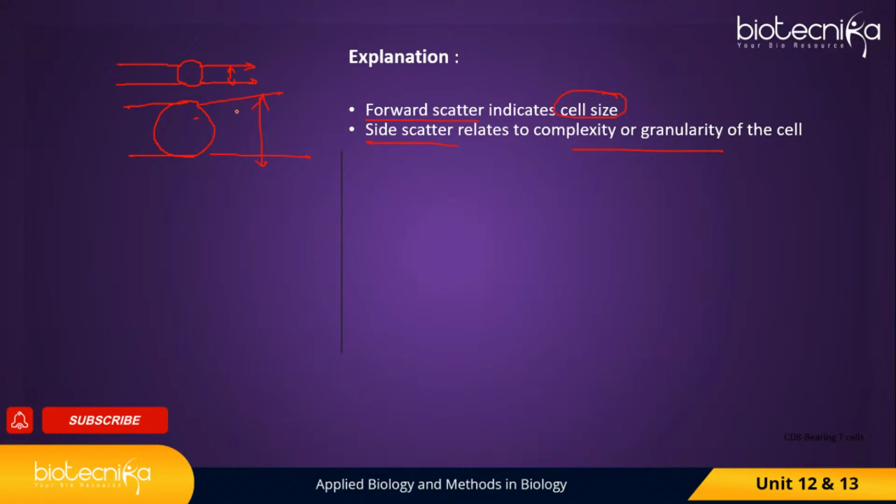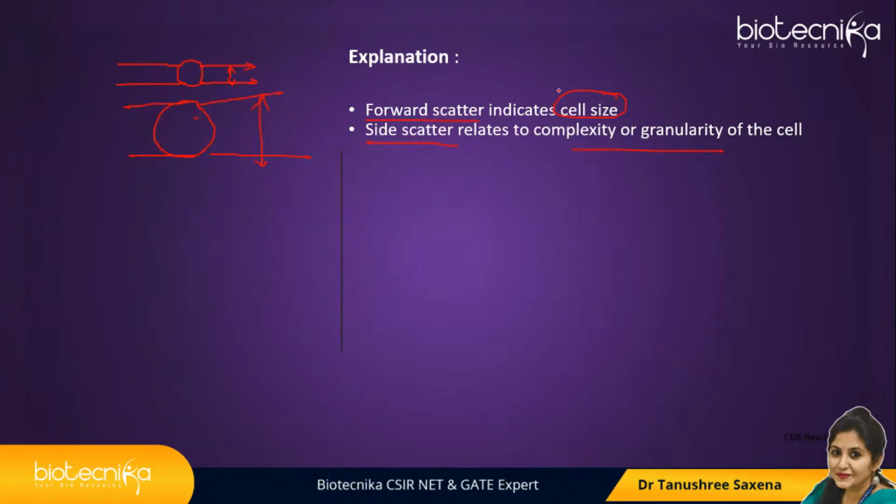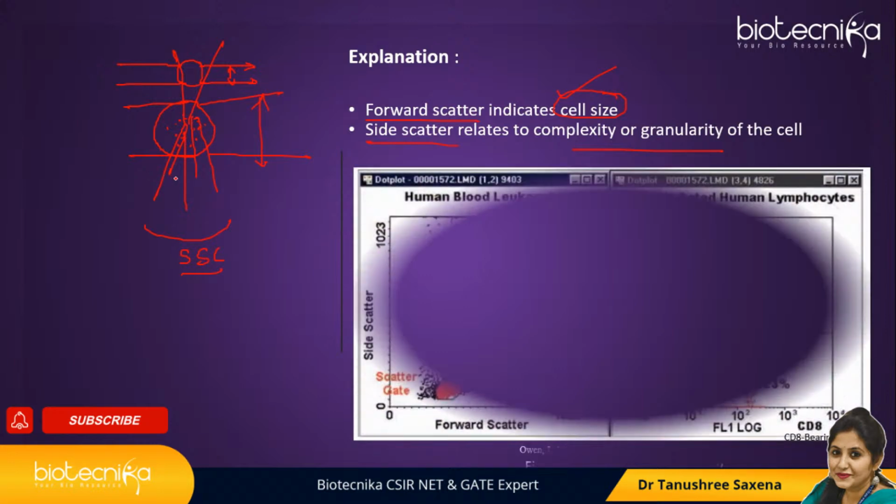So detectors determine this and help us in detecting the size. Similarly, if granules are there, like in white blood cells, we have granulocytes, right? Those cells which have granules will scatter the light sideways more, and the side scatter detector detects this side-scattered light. The more the granules, the more light is scattered. So it indicates the granularity, right?